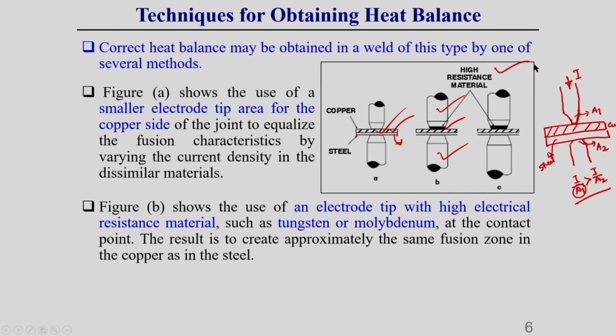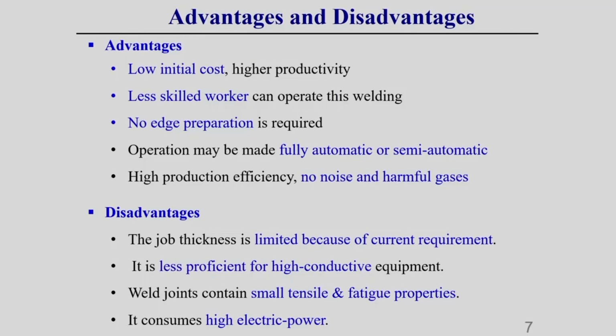What you have to keep in mind is that for the generally higher thermal conductivity plate region, we should use high thermal resistance material like tungsten and molybdenum for the same diameter of electrode. So, this is another way of heat balance technique. Now, I am going to discuss the advantages and disadvantages of this resistance spot welding process.